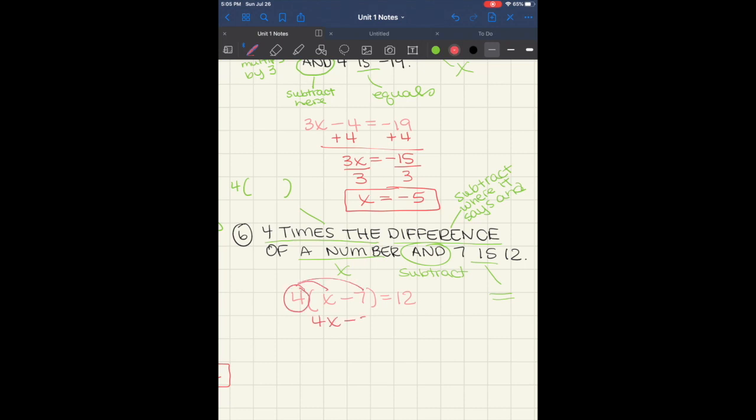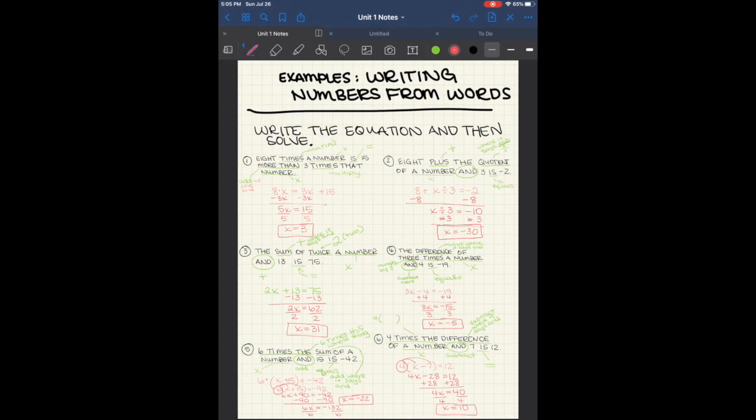Then our first step is going to be to distribute. So we've got 4x minus 28 equals 12. Add 28 to both sides. 4x equals 40. And then when we divide, we're going to get x equals 10.